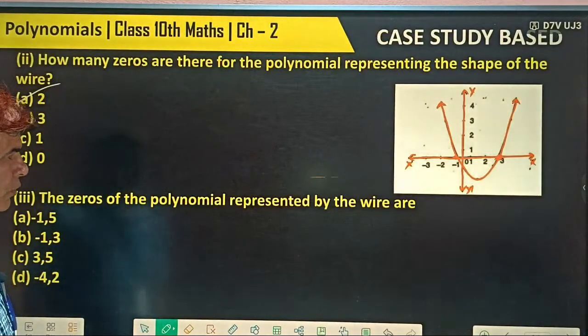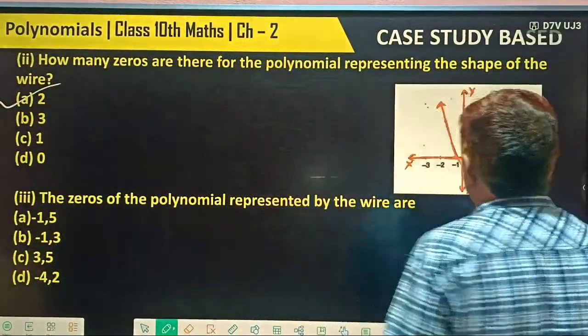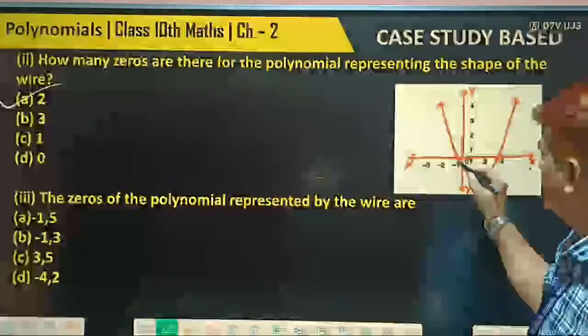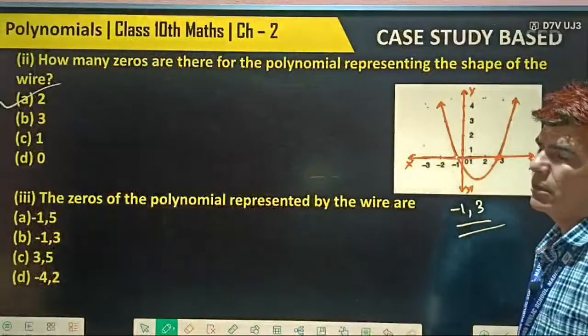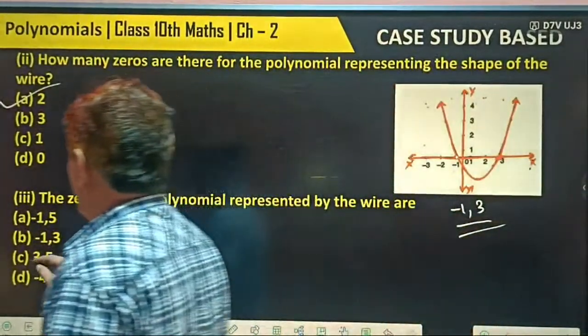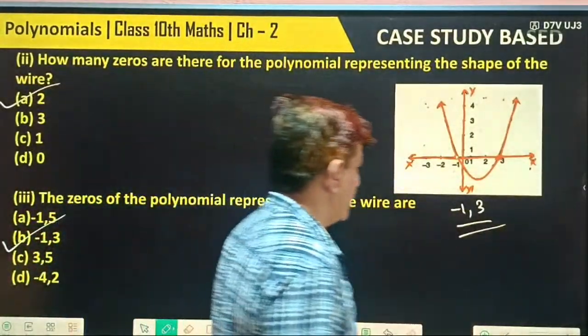The zeros of the polynomial represented by the wires are? This is cutting the x-axis at what points? -1, and another one at 3. So that's your answer. Understood? So -1 and 3 is your answer. Got it?